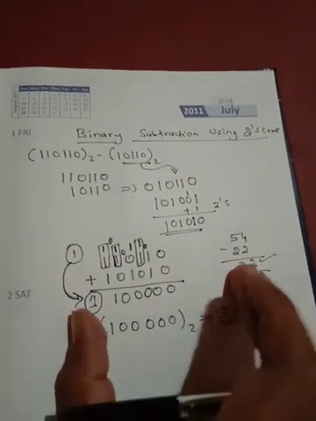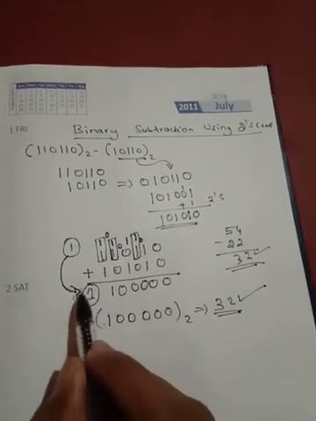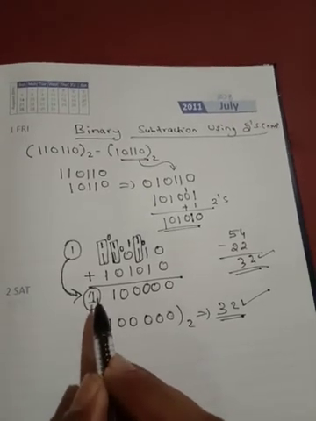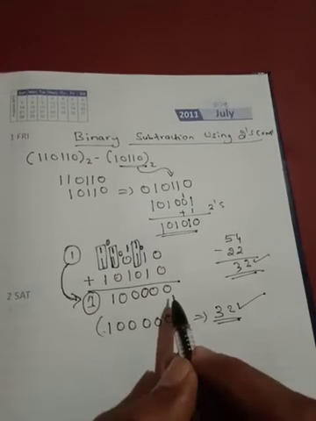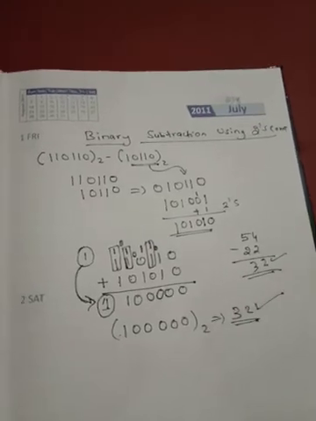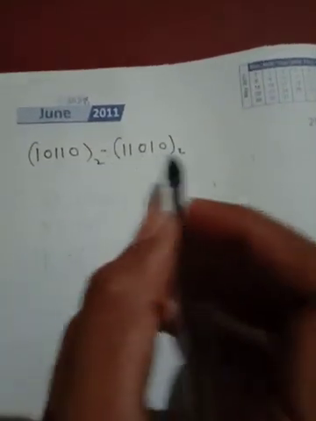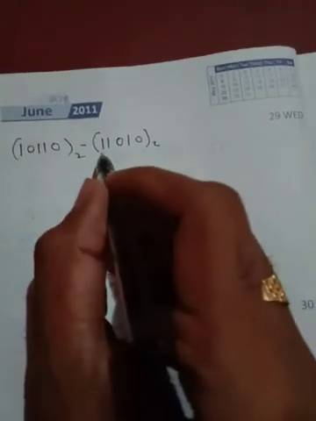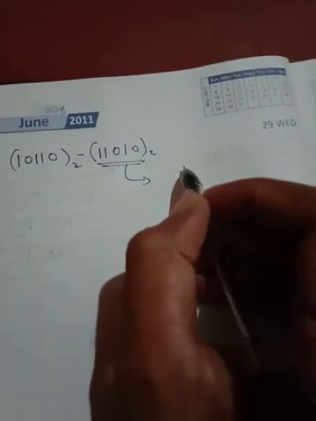But in this example you had a carry, and you neglected the carry and considered only the rest of the bits for the answer. Now let us solve the next example as well. Here both numbers have the same number of bits, so you don't need to worry. You have to convert this to two's complement.